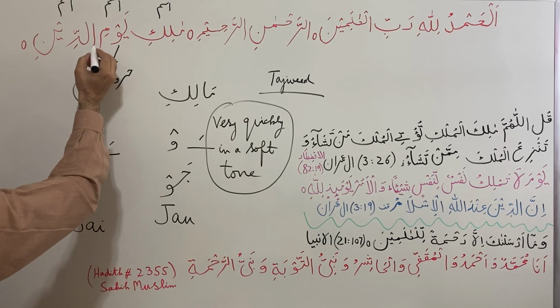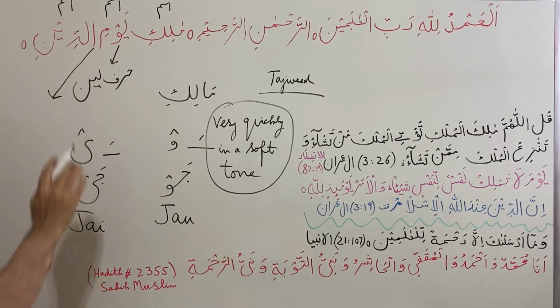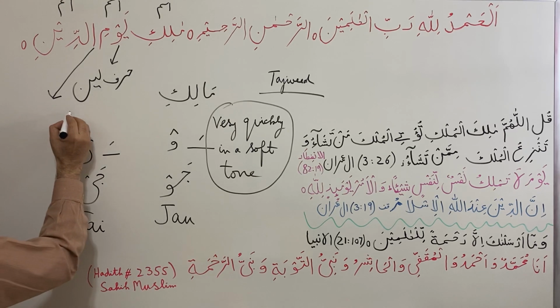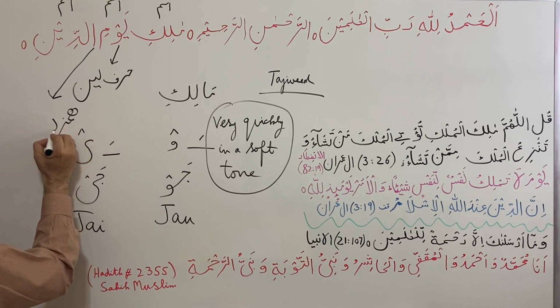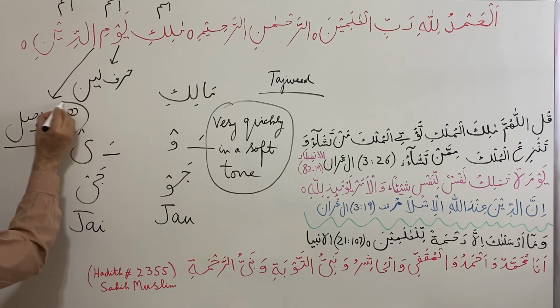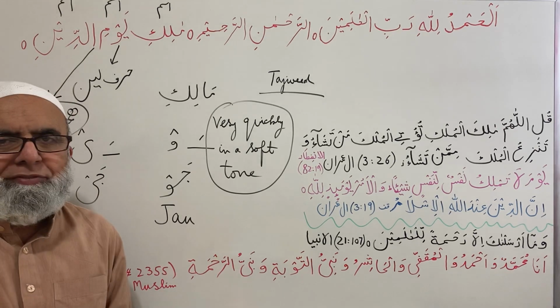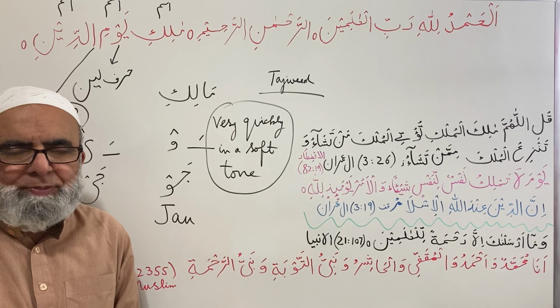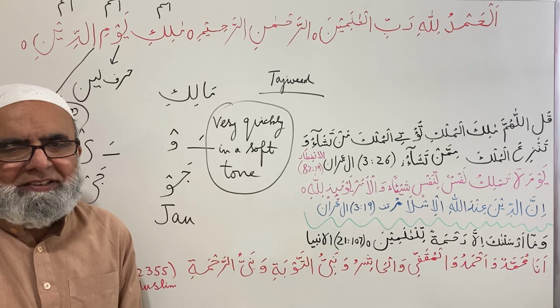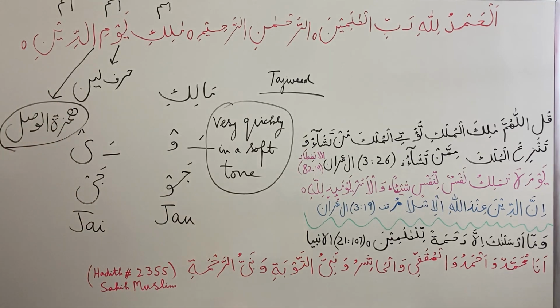After that, this alif is written here. This alif, but no harka on this alif. When there is no harka on the alif, it is called hamzatul wasl. Hamzatul wasl means that this hamza is only for writing purpose, only for combining. But when we are reading, this alif is not pronounced there.